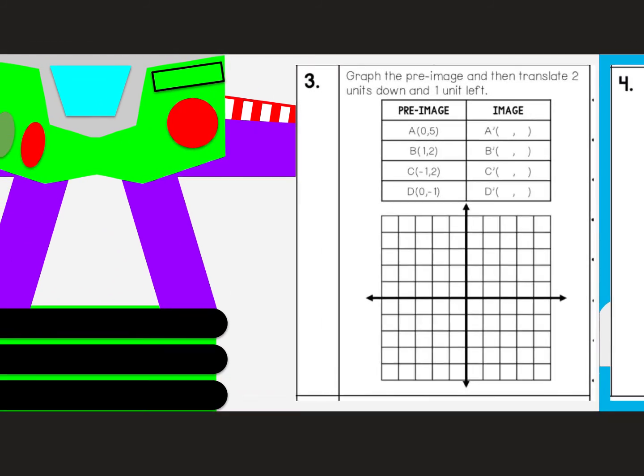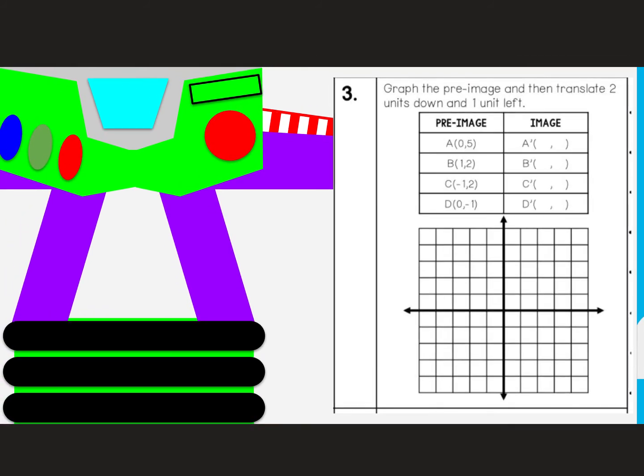All right, this next example, number 3, is very similar to the first one, where they gave us the points and we have to plot them. So the first thing we're going to do, let me change my color, and we're going to plot the points. So we have 0, 5, that is A. We have 1, 2, which is B. Negative 1, 2, which is C. And 0, negative 1, which is D. Again, my lines are not straight. Now it wants us to translate 2 units down and 1 unit left.